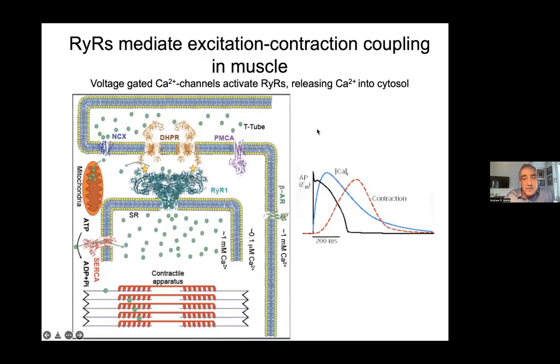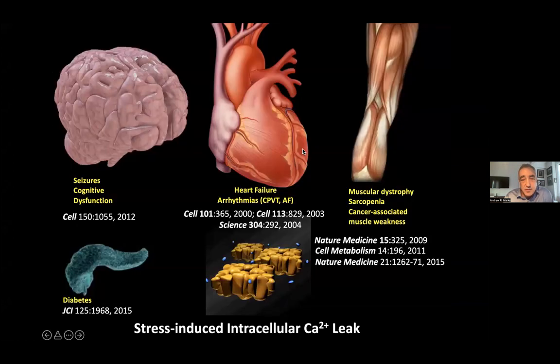The ryanodine receptor is shown here. It sits on the sarcoplasmic or endoplasmic reticulum. And in skeletal and cardiac muscle, it's activated when the muscle cell is electrically stimulated. It releases calcium required for muscle contraction. And this is the process of excitation-contraction coupling. But it also is present in brain.